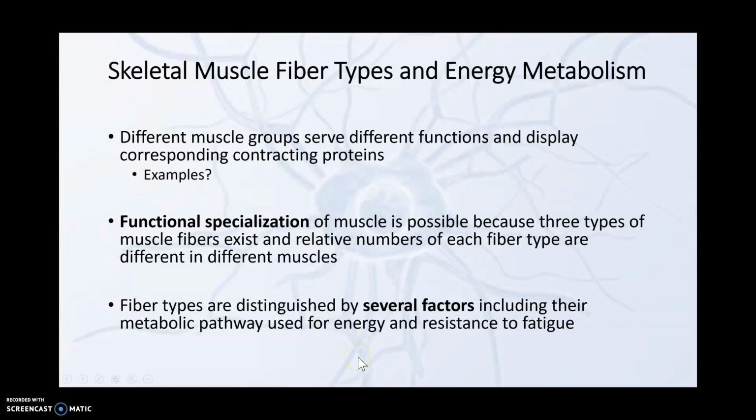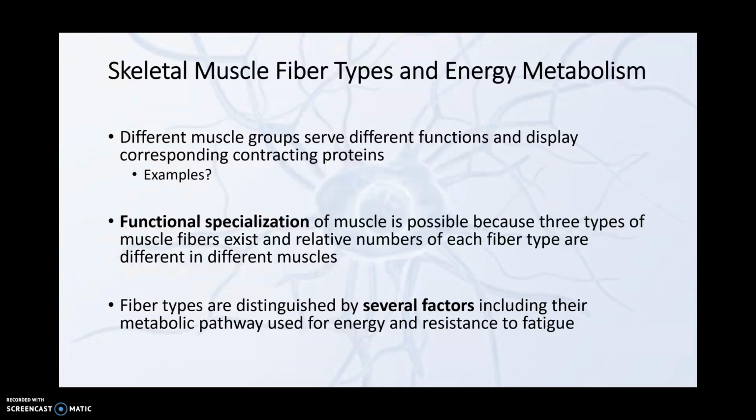Okay, so skeletal muscle fiber types and energy metabolism. We're going to talk about the different types of muscle fibers and the different energy requirements for each. Different muscle groups serve different functions and display corresponding contracting proteins. So what are some examples? Obviously, our biceps and triceps work differently than our core muscles, as well as our stabilizing muscles. Our calf muscles are made up of different muscle fiber types than, let's say, our stability back muscles. We're going to get into that in a little bit.